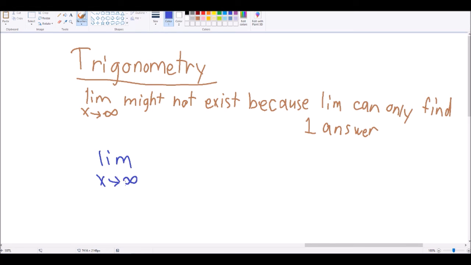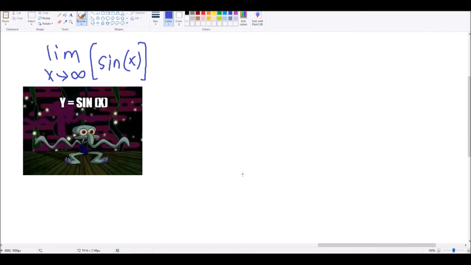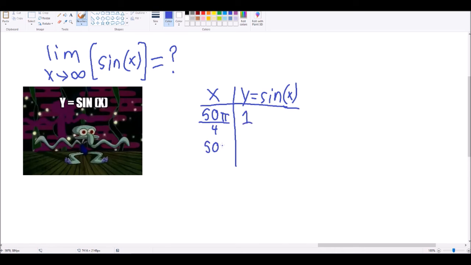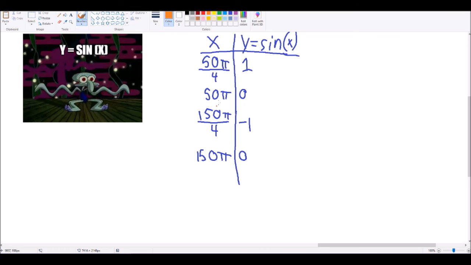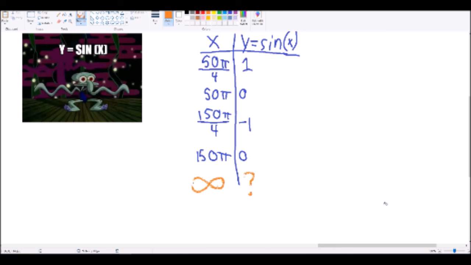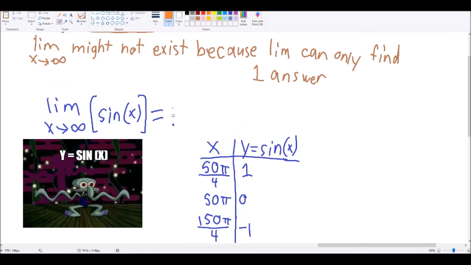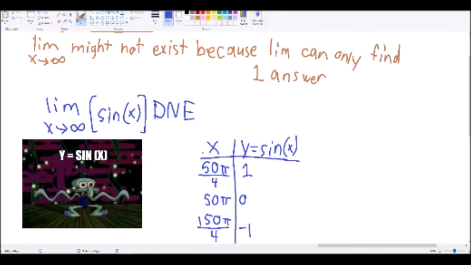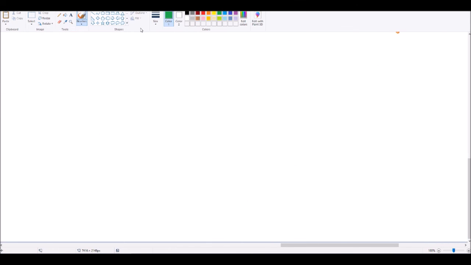Let's see what happens with this funky limit as x approaches infinity of y equals sine of x. And we're going to have a rad time with some radians. Now, even though this doesn't extend very far, we already run into some issues. Firstly, this pattern of bouncing between y equals 0, 1, and negative 1 repeats forever. So there's no number that sine of x trends towards, and the limit as x approaches infinity of sine of x does not exist.